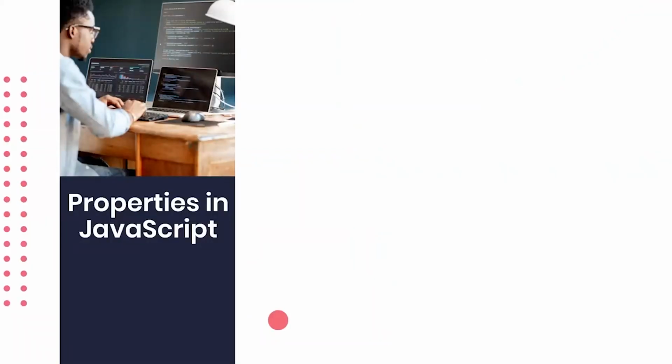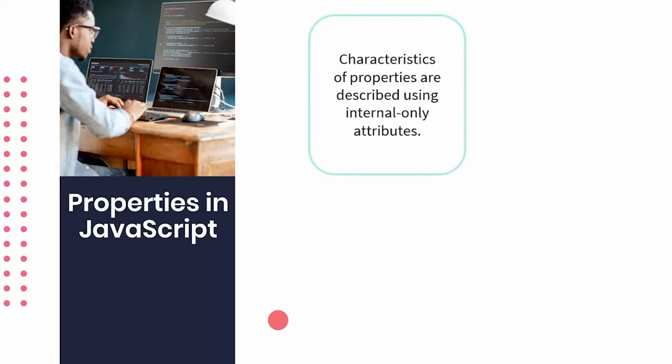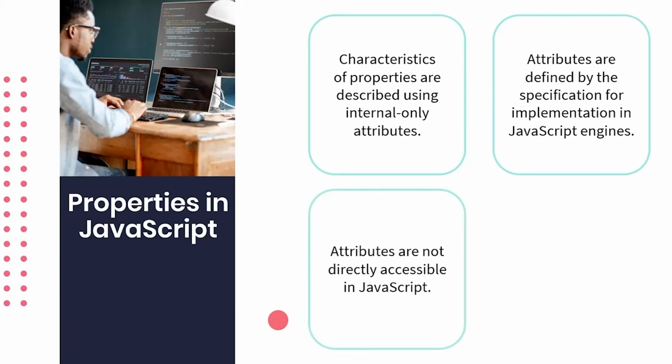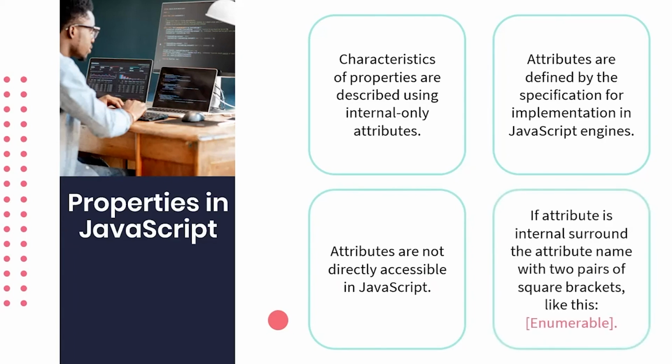We're now going to have a look at the properties in JavaScript. As W3Schools said, properties are the values associated with a JavaScript object. The characteristics of properties are described using internal attributes. These attributes are defined by the specification for implementation in JavaScript engines, and as such are not directly accessible in JavaScript. To indicate that an attribute is internal, you would surround the attribute name with two pairs of square brackets.